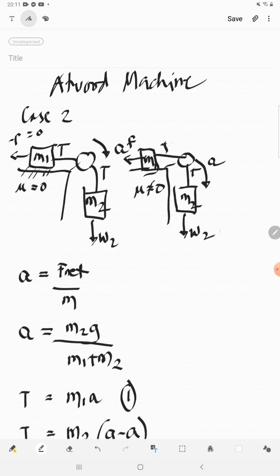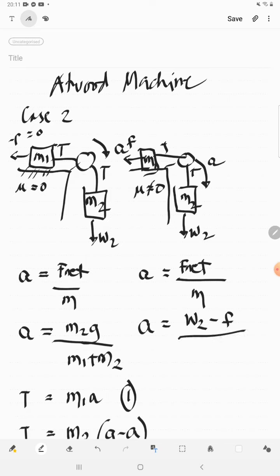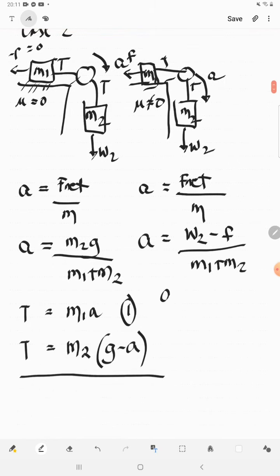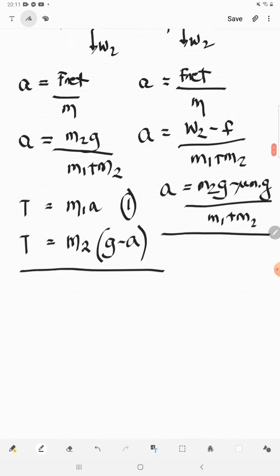In this case, we can say that A equals F net divided by M, and F net is simply your W2 minus your frictional force, divided by M1 plus M2. So our A now is simply equal to M2G minus mu times M1G, divided by M1 plus M2. So this is how we find the acceleration.